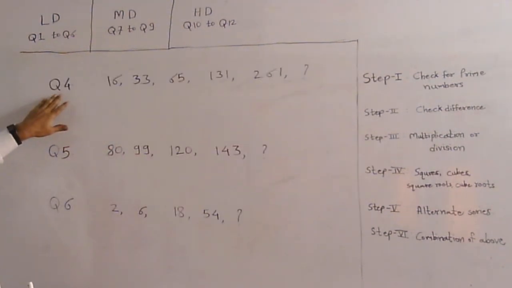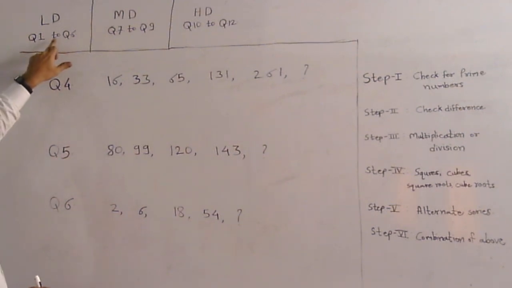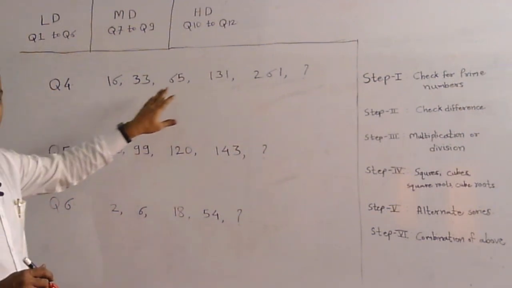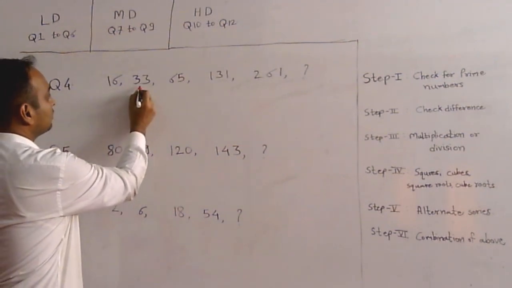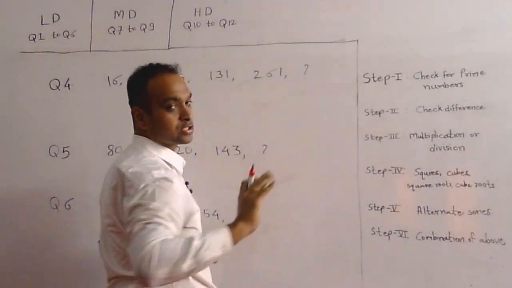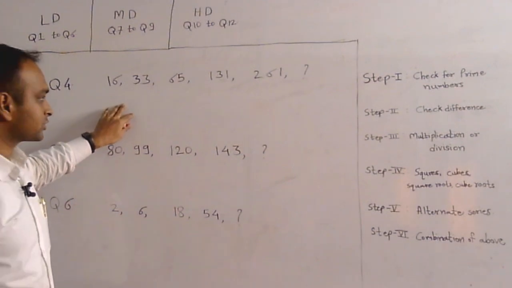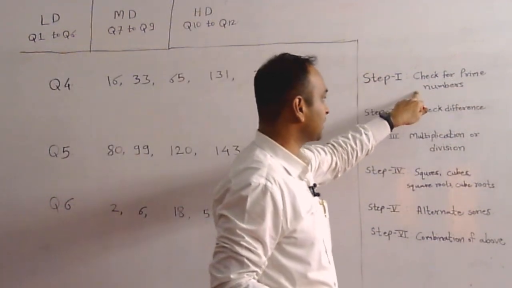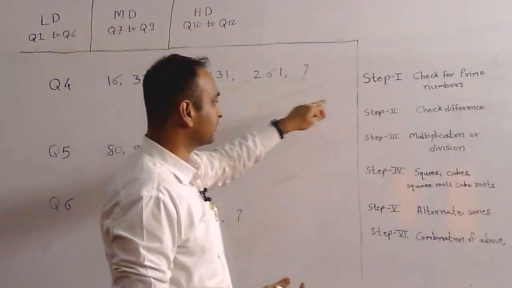Here again we have questions 4, 5, 6, which are of low difficulty level till question 6. So let's try to solve this. Now in question number 4 we have 16, 33, 65, 131, 261, and then a question mark. Okay. Now again let's go by our strategy. The strategy says to check for prime numbers. These are not the prime numbers, so let's skip that one.